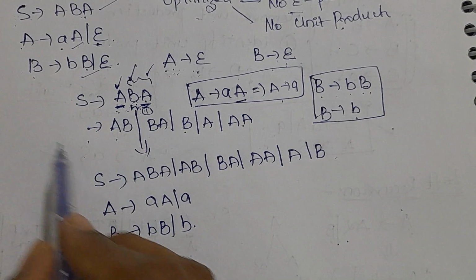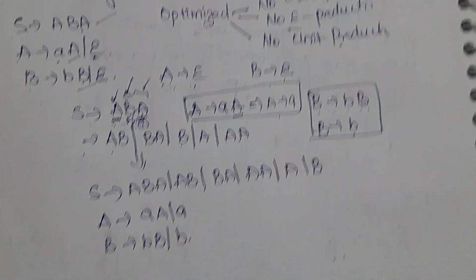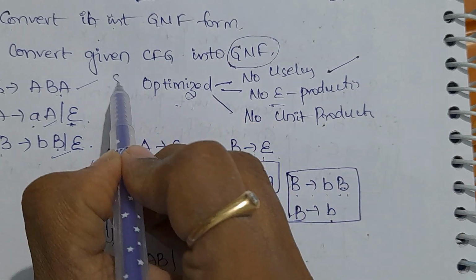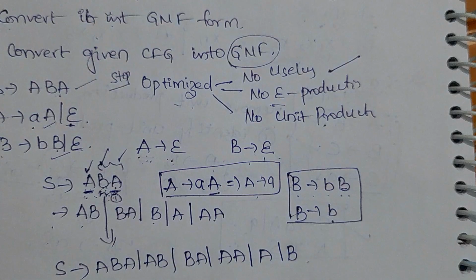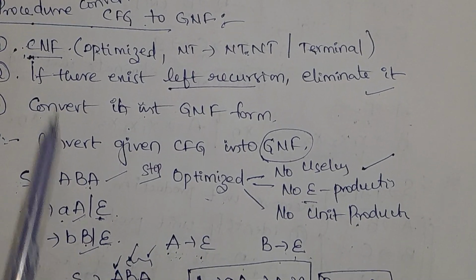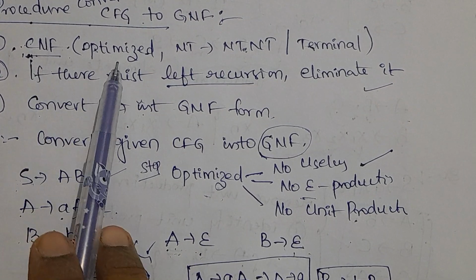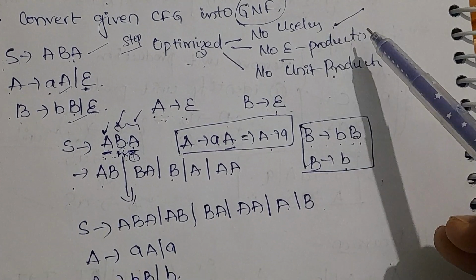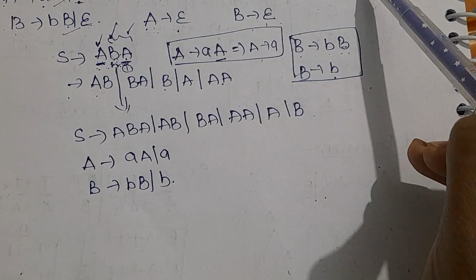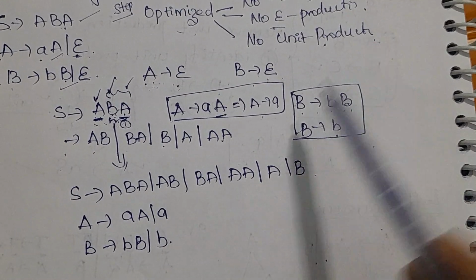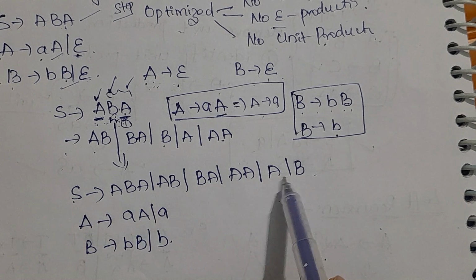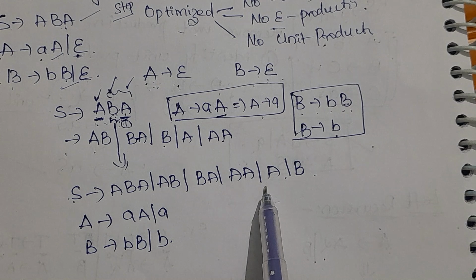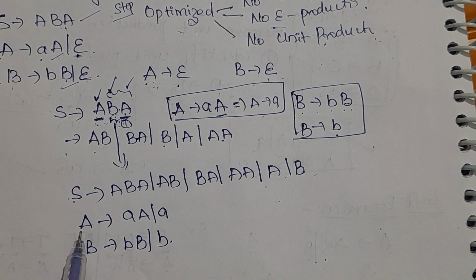So, now initially in this problem our motto is to convert it into GNF, right? So, in step 1 we are trying to make it possible. It should be in the form of CNF. Initially we are optimizing the grammar. That means we have no useless symbols and no epsilon productions. Observe carefully, are there any unit productions? Yes, S stands to A and S stands to B. There are unit productions. So, these unit productions can be replaced with these two values, right?